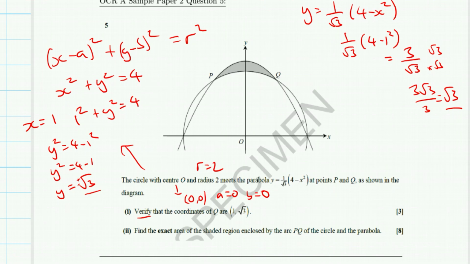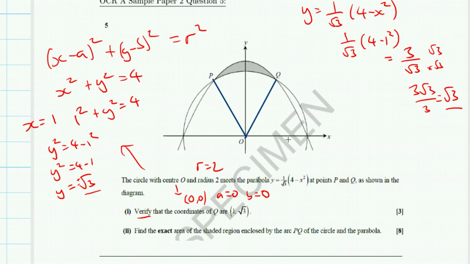Now find the exact area of the shaded region enclosed by the arc PQ of the circle and the parabola. This one's quite a tricky one because there's two areas which are quite difficult, and the first one is the assumptions you can make here regarding the parabola. So first of all, let's integrate this parabola y equals 1 over root 3, 4 minus x squared.